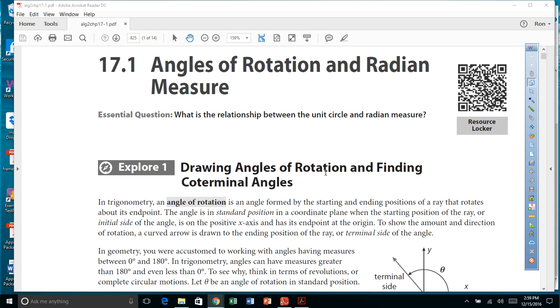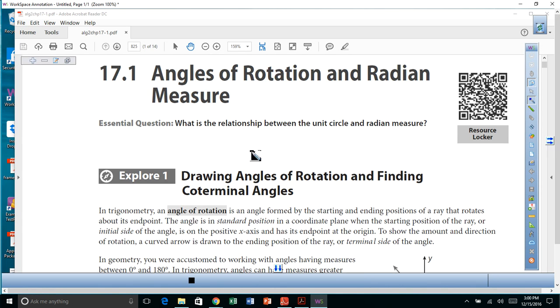Lesson 17.1, Angles of Rotation and Radian Measure. Essential question: what is the relationship between the unit circle and radian measure? First off, what is the unit circle? Let me draw you one real quick. You've probably not ever seen one. We'll draw a little one right over here.